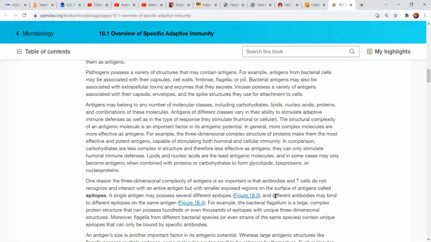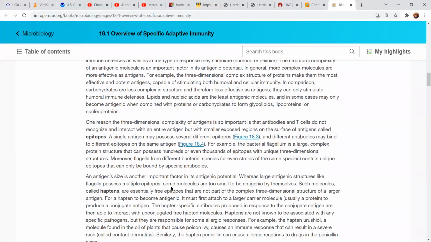More complex molecules are more effective as antigens. One reason for that is that the antibodies and the T cells don't recognize an entire antigen, but rather a specific section of the antigen called an epitope. And one antigen, especially if it's larger, can contain multiple epitopes, which means that we can have different antibodies that bind to those epitopes. So we can have several different antibodies that basically act against the same antigen.